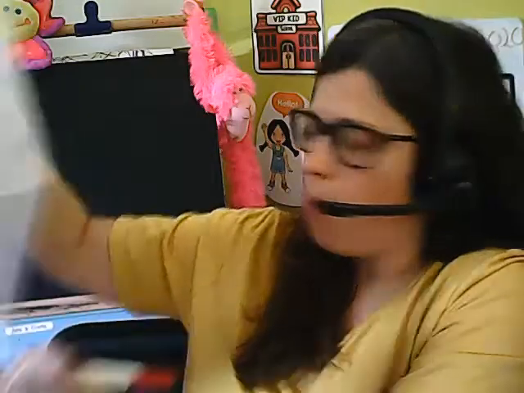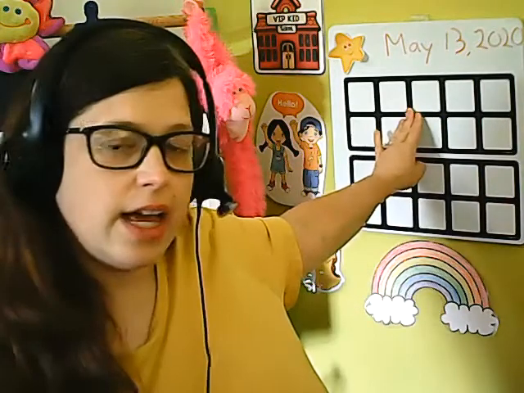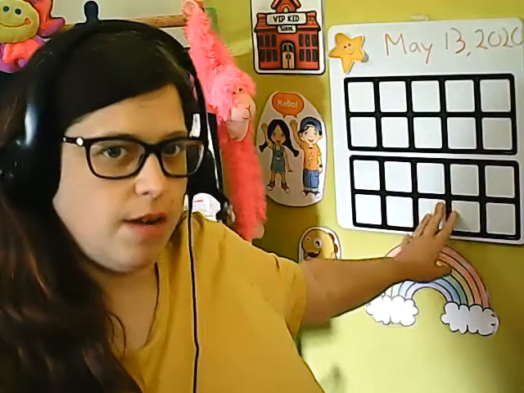The first thing I want us to do is put our 15 candies in our 10 frames. Since it's a teen number, I know I need 2 10 frames. 10, and then how many ever ones I have. So let's count until we get to 15. We're gonna actually count all of them by ones.